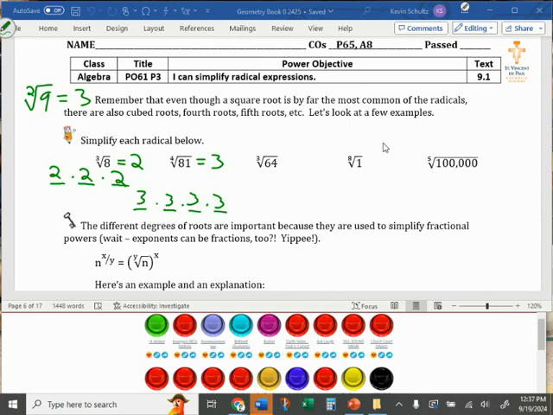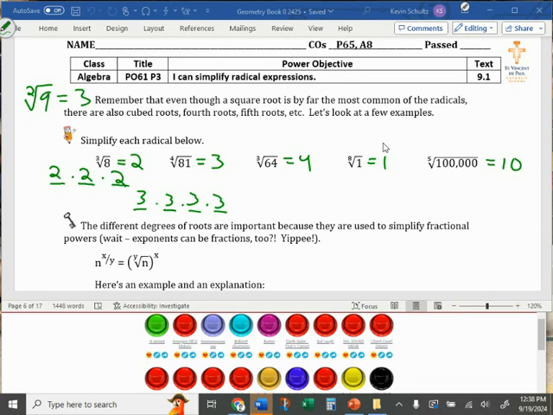Here we have the cubed root of 64. What number cubed equals 64? 4. So this would be 4. The eighth root of 1. What number to the 8th power equals 1? 1 does. And then the 5th root of 100,000, what number to the 5th power is 100,000? 10. So that's how you read other degrees of roots.